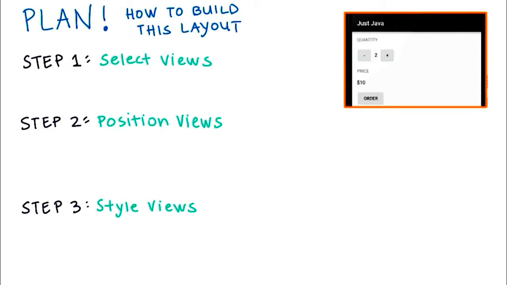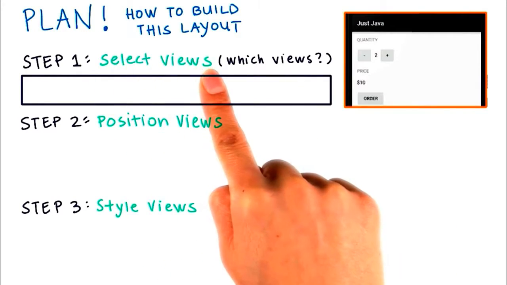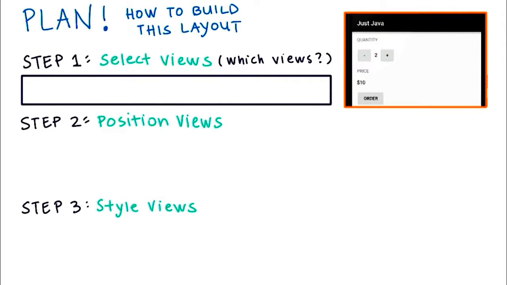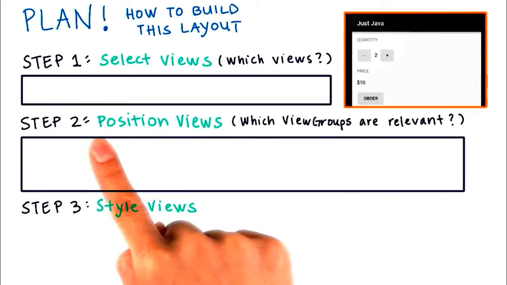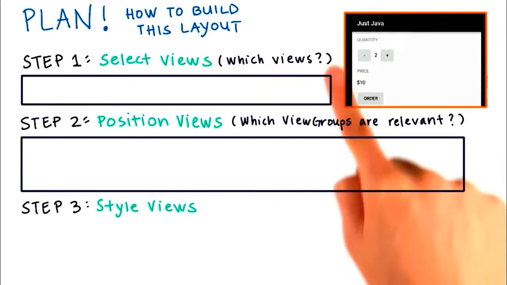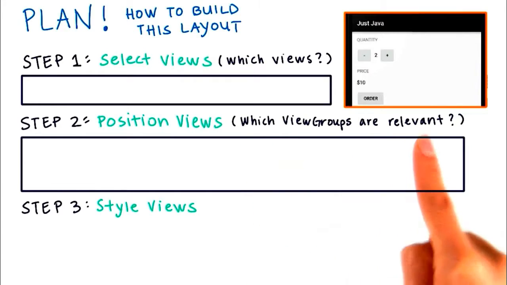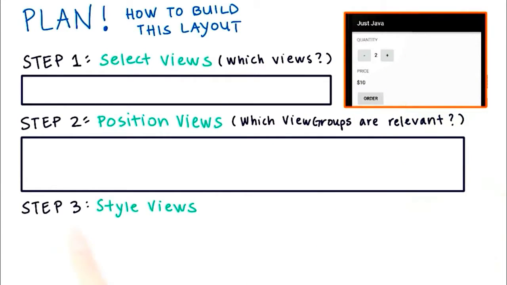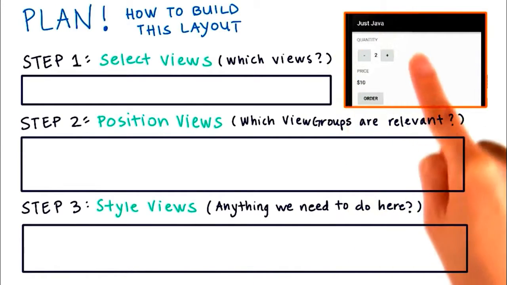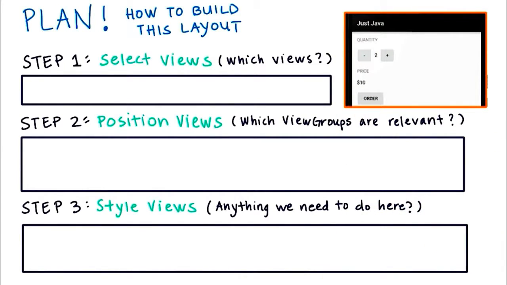These notes are going to help you actually write the code at each step, so be as detailed as you want. The first step is to select the views. Which views are you going to need in terms of text view, image view, button, etc.? The second step is to position the views. Can you describe how these views are positioned on the screen? Which view groups are relevant to building this layout? Step 3 is to style the views. Is there anything we need to do to change the visual look and feel of each of these views?